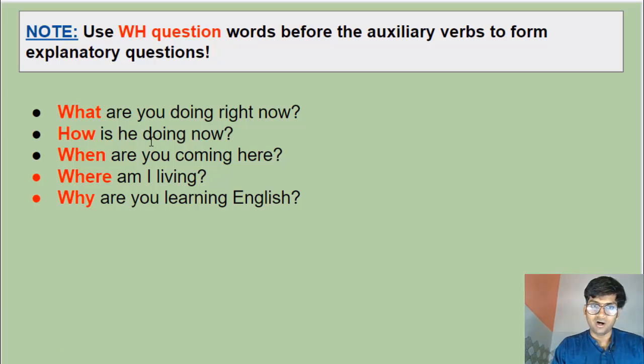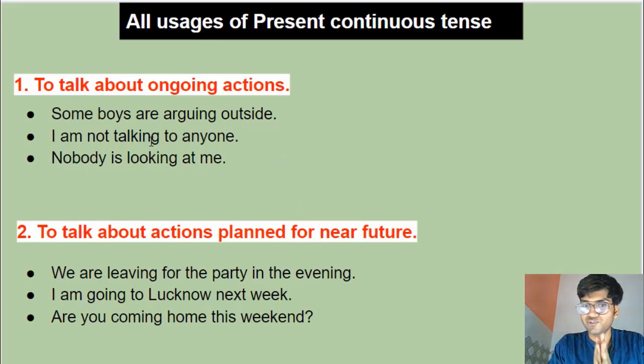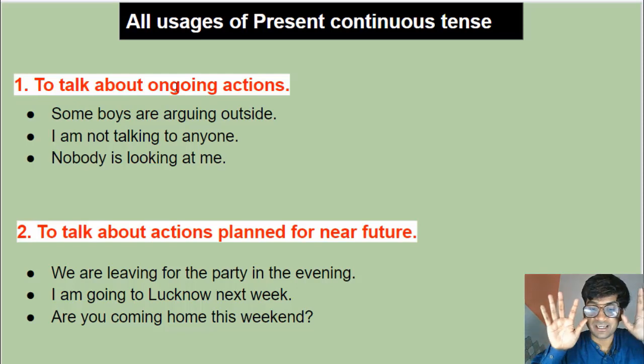okay? Now, we know what is present continuous tense, how to form sentences. We know the basic usage of present continuous tense. Now, let's understand all the different usages of this tense, okay? So, the first usage, we have already talked about it, to talk about ongoing actions, to talk about things that are happening right now at this very moment as you speak, as the speaker speaks, okay?